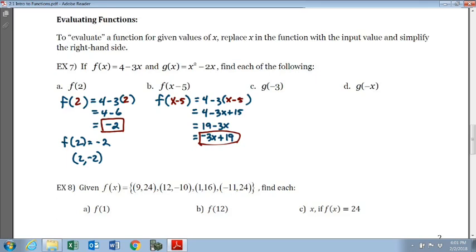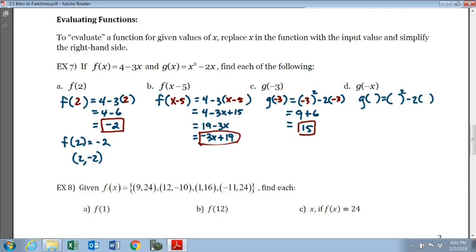Now be careful when you get to C, because now we're working with the g function. So let's set up a shell using the g function. Let's replace our x's with negative 3. Then we just need to simplify this. We get negative 3 squared, which is 9, and that's plus 6, which is 15. Let's do the same thing to find g of negative x. Let's plug in our negative x's. A minus x times a minus x is a positive x squared, and a minus 2 times a minus x is a plus 2x. And that's all we've got to do there.